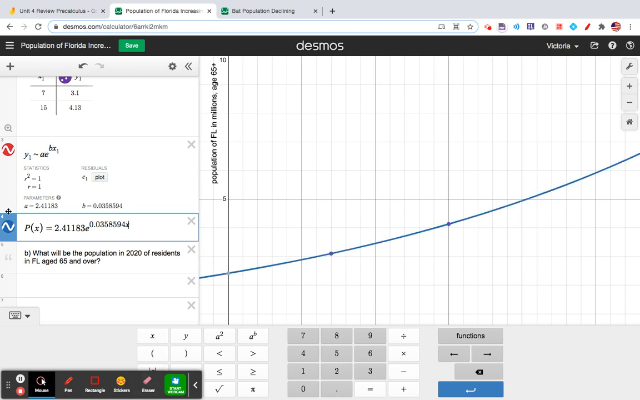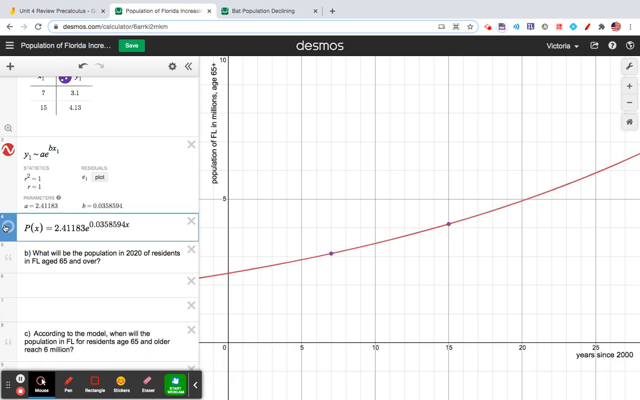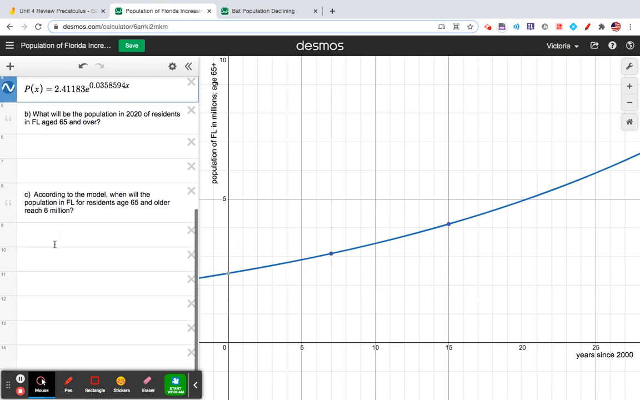And notice the blue curve goes right on top of what was the exponential regression curve. So I now feel confident that I've correctly typed in those numbers. And I can uncheck this red. I don't need that showing. I just need my blue function. Okay, so now we're going to answer these questions.